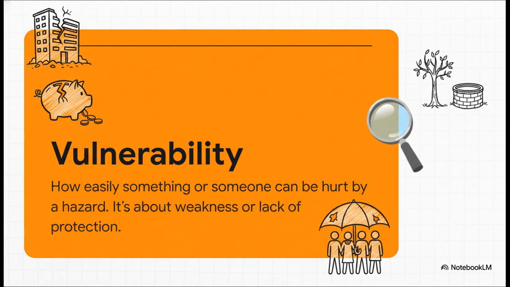Next, we have vulnerability. Now, this concept is so important. It's not just about physical weakness. It's really the sum of conditions determined by physical, social, economic, and environmental factors that increase the susceptibility of a community to the impact of a hazard. For example, a town with outdated building codes has high physical vulnerability. A community with high poverty rates has high economic vulnerability. And you know what? They almost always compound each other.